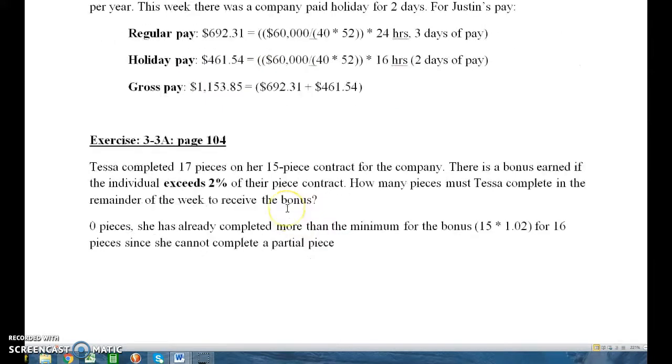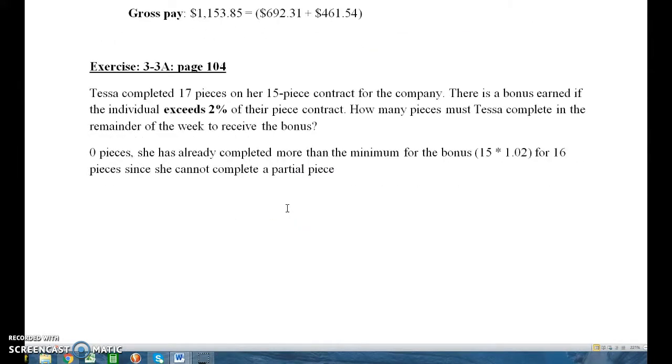The next exercise is 3.3 on page 104. This is piecework. Tessa completed 17 pieces of her 15-piece contract. So she worked above and beyond the 15 pieces. There is a bonus if the earned individual contract exceeds 2% of the piece contract. How many pieces must Tessa complete in the remainder of the week to receive the bonus? 0 pieces, right? Because she's already completed more than the minimum.